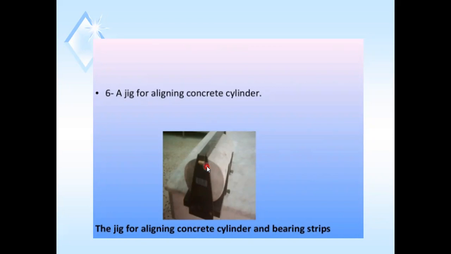So after the test, what will happen? The cylinder will split in the vertical direction like this. As you know, this is the diameter of the cylinder, 150 mm, and the cylinder will split in this direction. Just see the pointer which I'm scrolling. After application of the load, the cylinder will split like this.